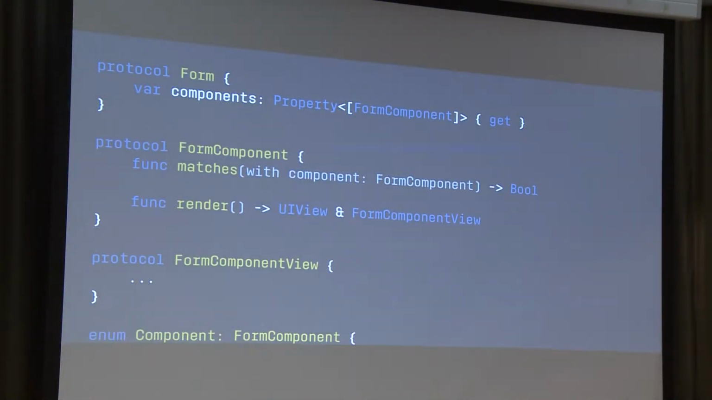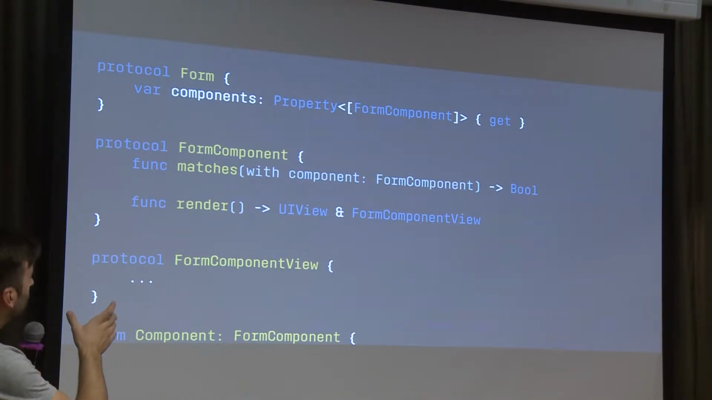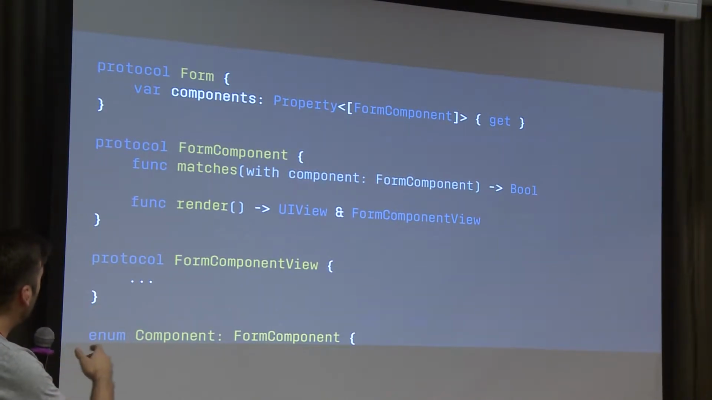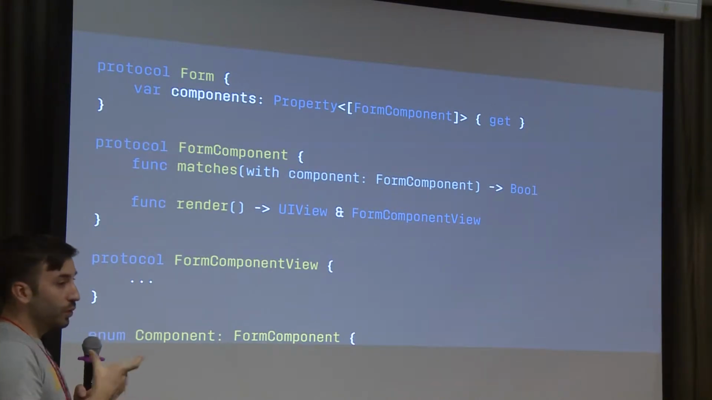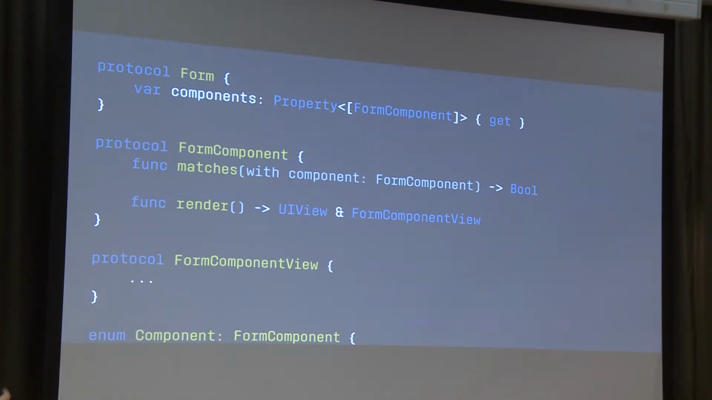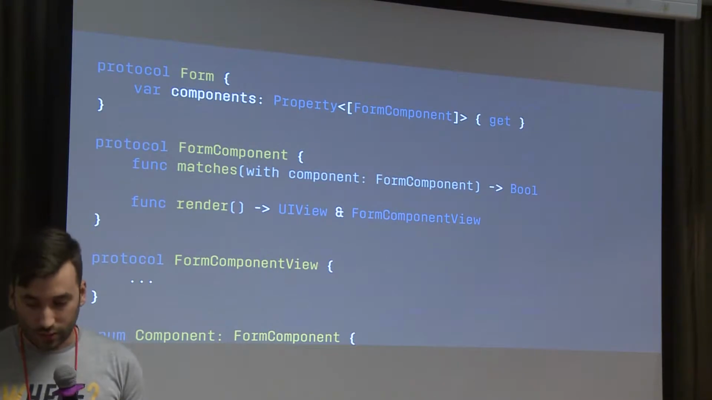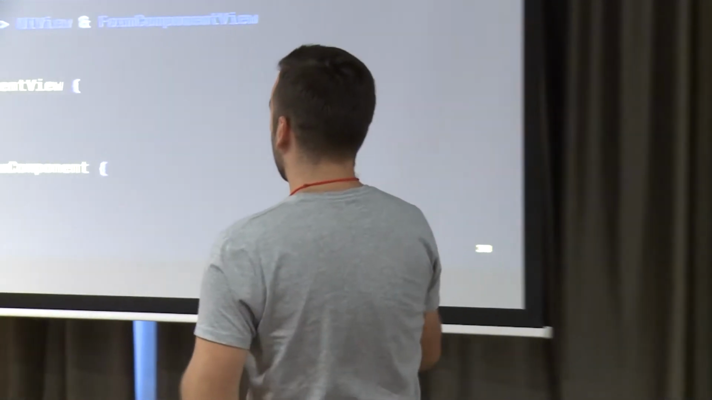So for this, we can essentially declare some protocols. Our form will be based on a property, the initial property that we saw, with the components, okay? Then we have a protocol to represent a component, which is called form component. And this protocol declares two methods. And then we can see that there's a method in specific which is called render.